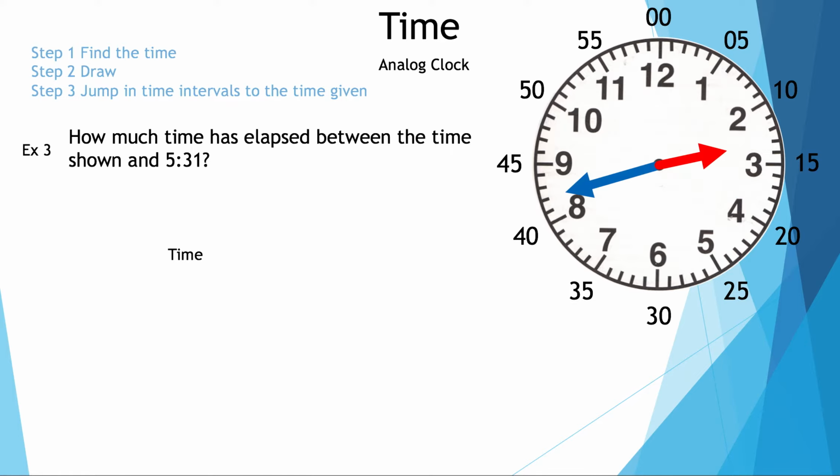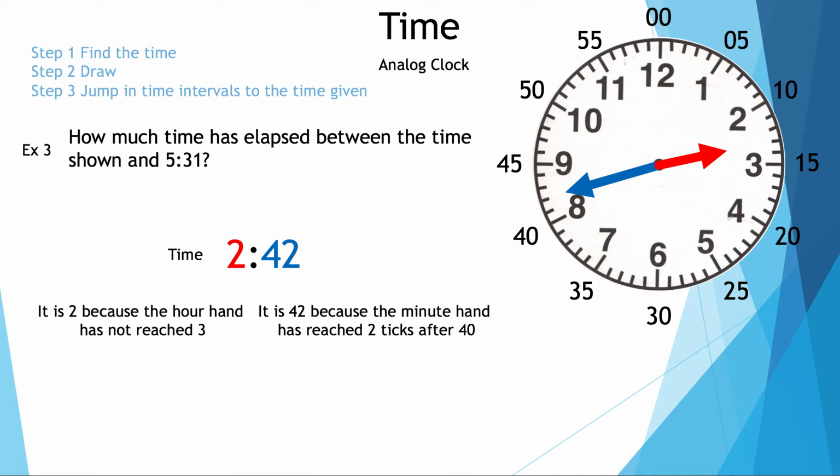Take a look at example 3. How much time has elapsed between the time shown and 5:31? Once again, it's very similar. Even though it doesn't end on an o'clock, like 4 o'clock, it's still the same process. Step 1, find the time. So it is 2 because the hour hand has not reached 3. And it is 42 minutes because the minute hand has reached 2 ticks after 40.